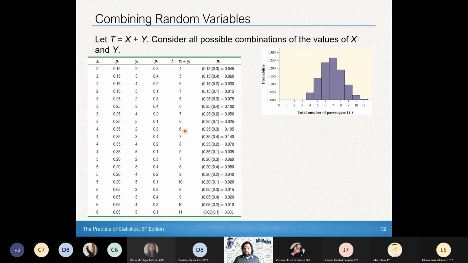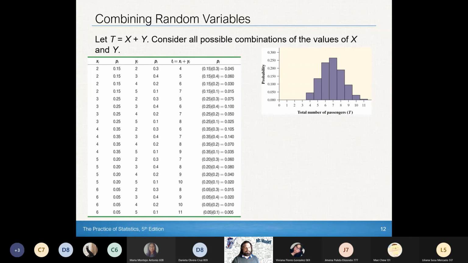If you were to put this into a table, your table would go from 4 to 11. 4 would have a probability of 0.045, 5 would have a probability of 0.06 plus 0.075. So we'd add those up, and we'd get our whole table filled out if we wanted to. And that's what this probability distribution shows.